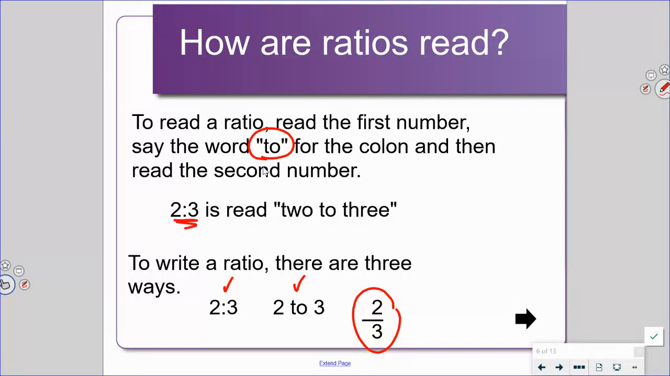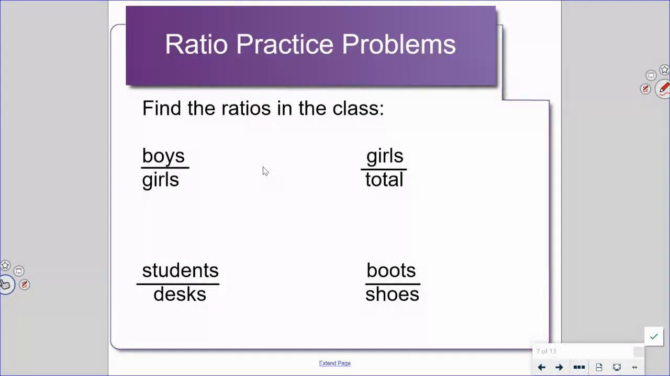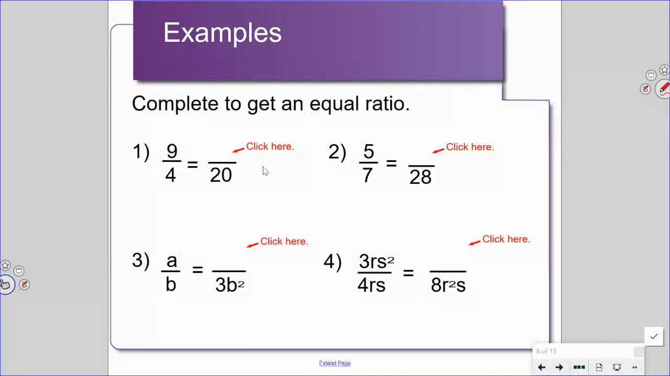So be careful with how you understand ratios. We're not talking about parts of a pizza. We're talking a comparison of two things. All right, I'm going to skip this. This one we'll do in class. Meanwhile, let's talk about examples for how to get equal ratios.